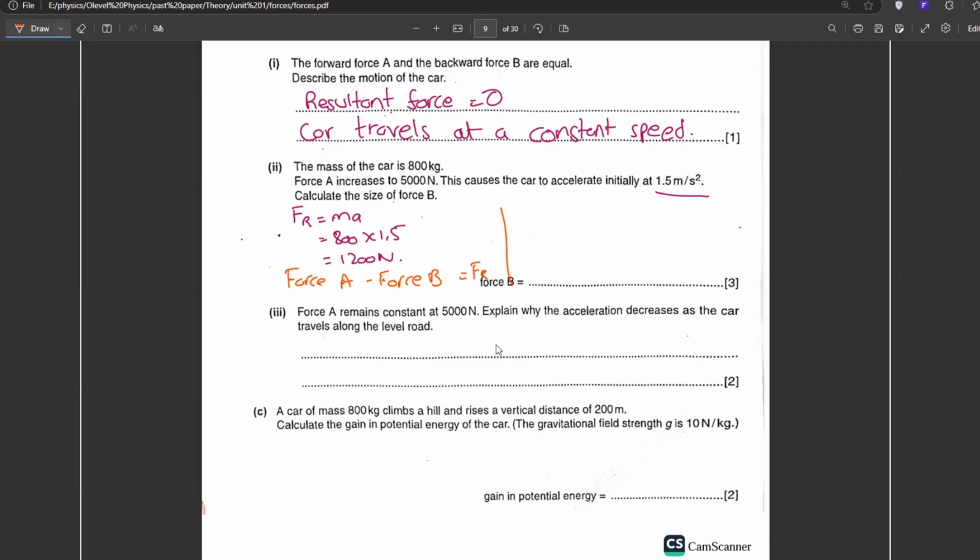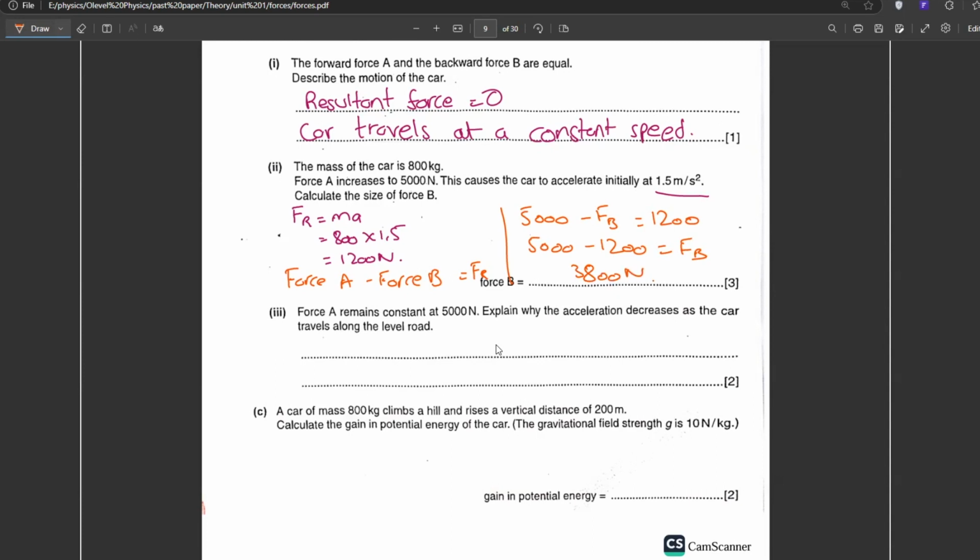What is your force at A? 5000 Newton minus the force at B is equal to your resultant force of 1200. Bring 1200 to the other side. 5000 minus 1200 is equal to the force at B. The force at B is 3800 Newton.